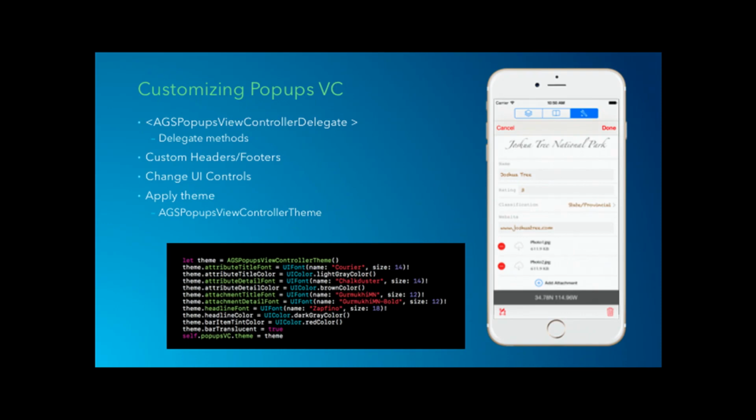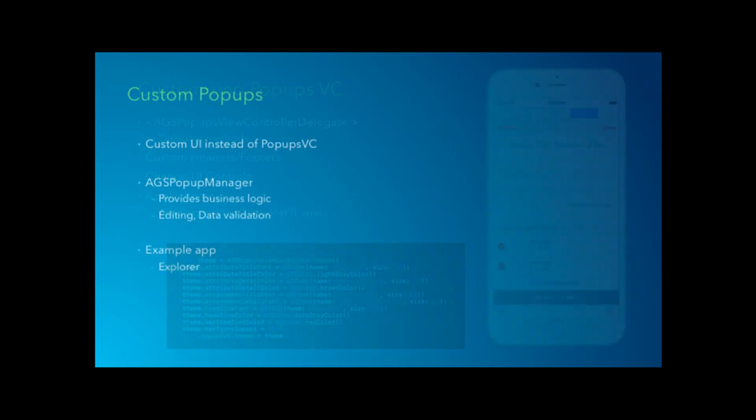So your pop-up fits with the rest of your app. For example, this is the pop-up created by these few lines of code. Or alternatively, you can create your own UI instead of using the pop-up's view controller. The SDK provides a class, Popup Manager, to help you with the business logic for editing and data validation, so you can just focus on building your UI.